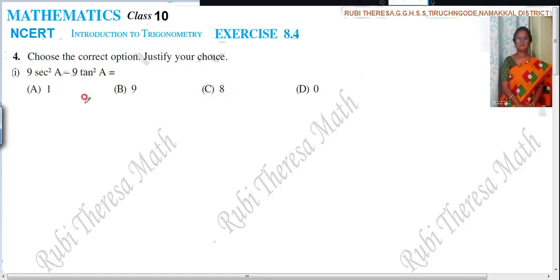Papu, Kanna, listen here. Choose the correct option. Justify your answer. Justify your choice. 9 secant squared A minus 9 tan squared A equal to.